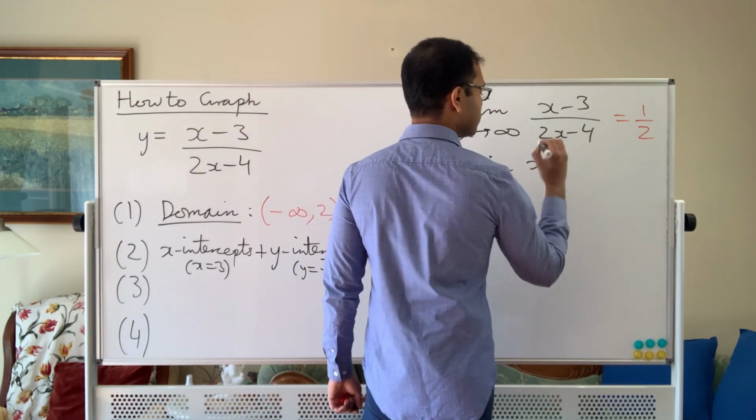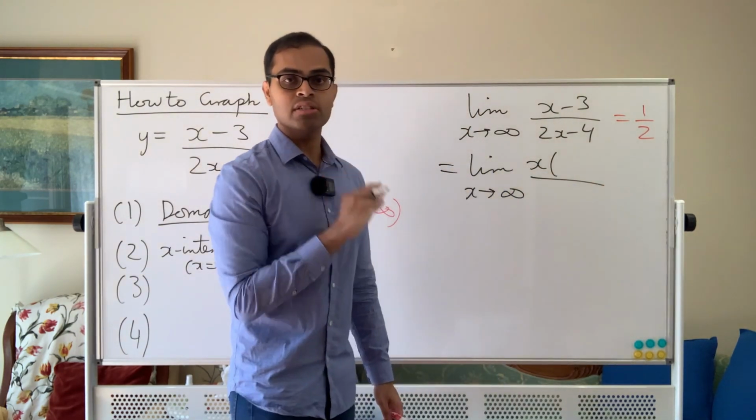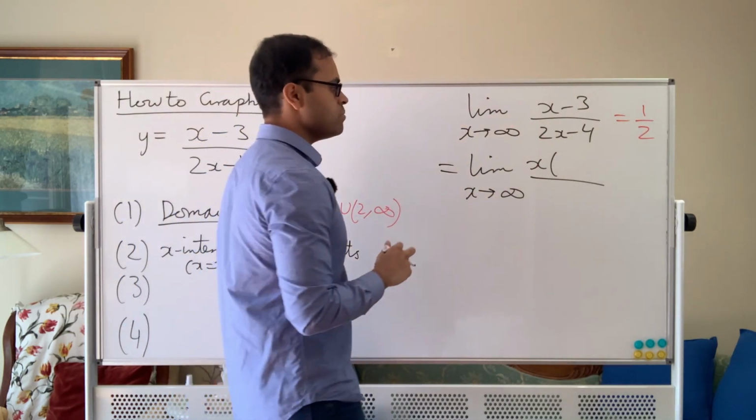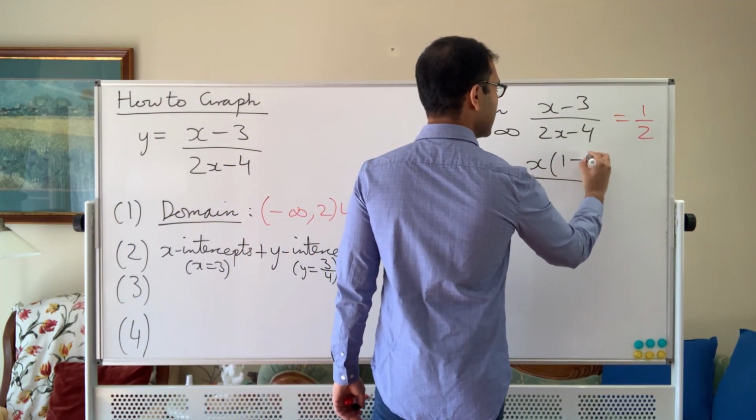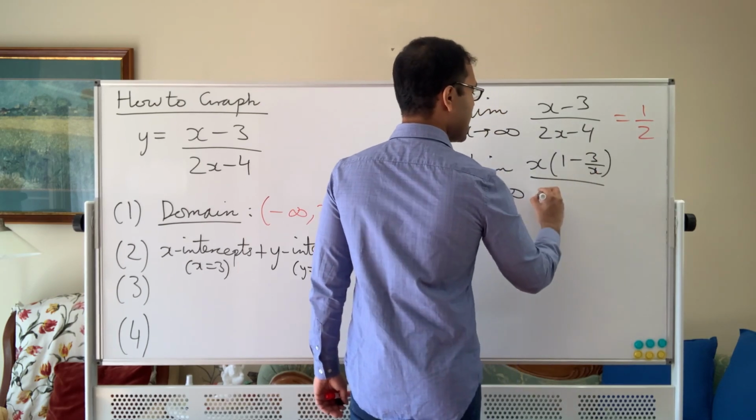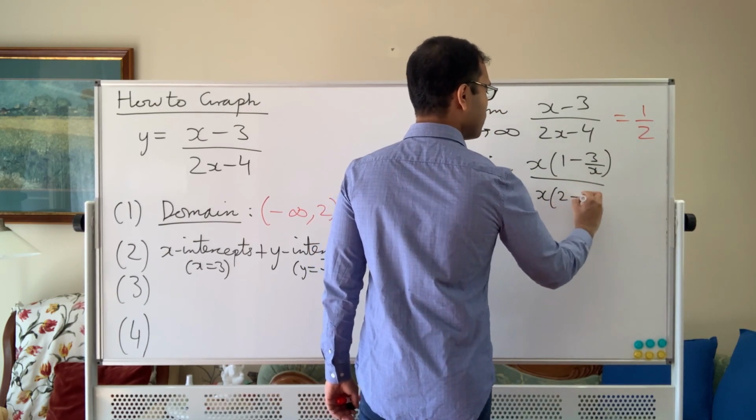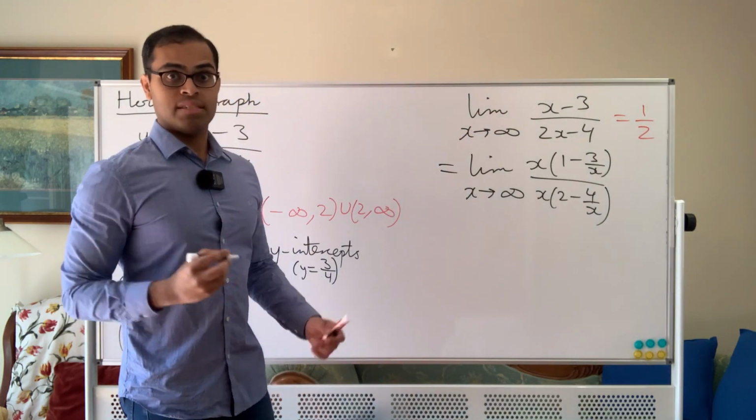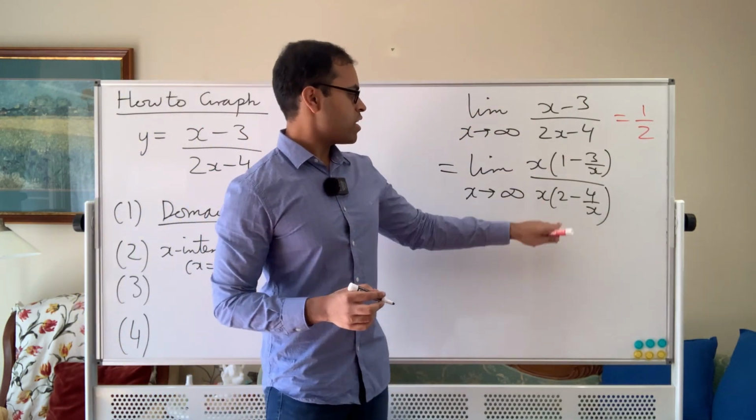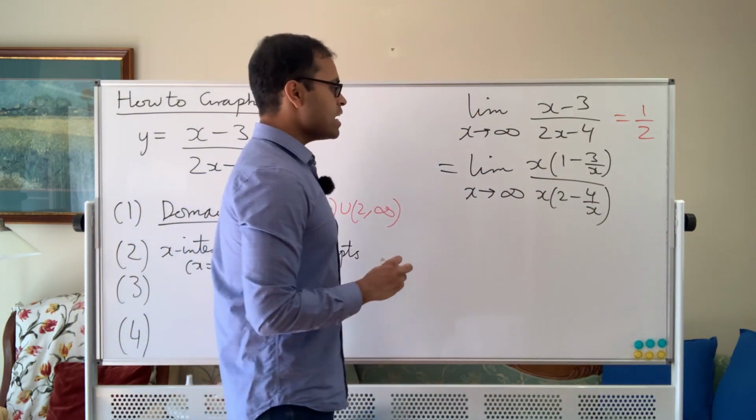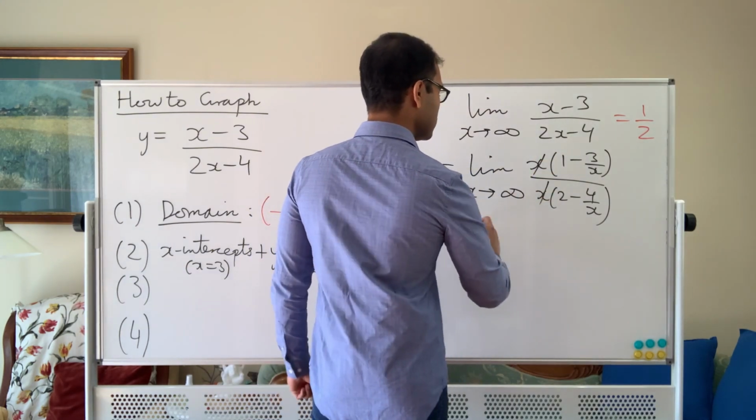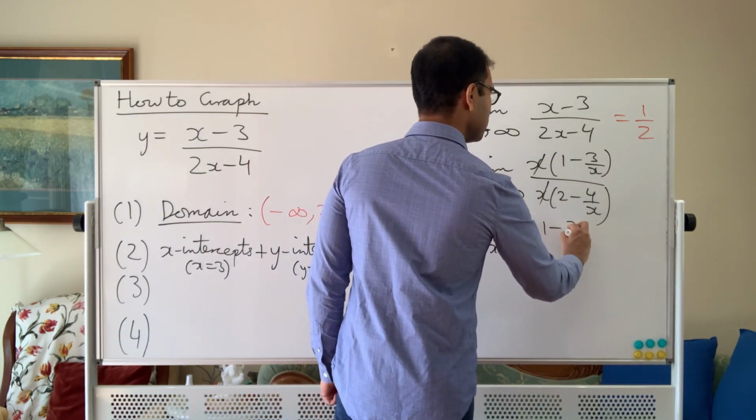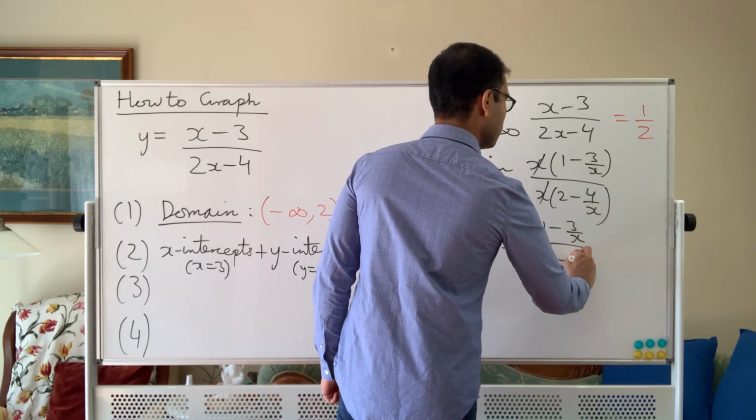Here's a cool way of factoring. Factor the x out, because the x is what is going to infinity on the top and bottom. That's creating the infinity over infinity behavior. Factor the x out and you get x times 1 minus 3 over x, and on the bottom, x times 2 minus 4 over x. So all I've done is divide the top and bottom by x. Now you can cancel the x's and you're just going to get the limit as x goes to infinity of 1 minus 3 over x divided by 2 minus 4 over x.